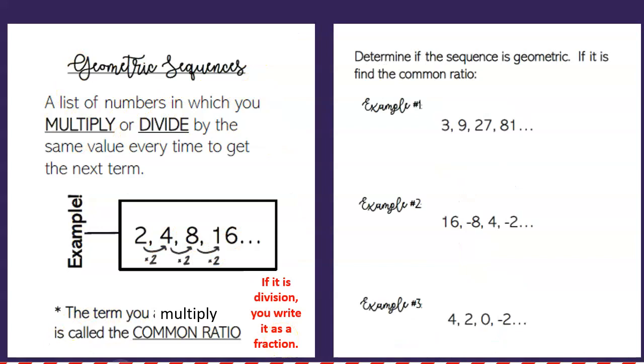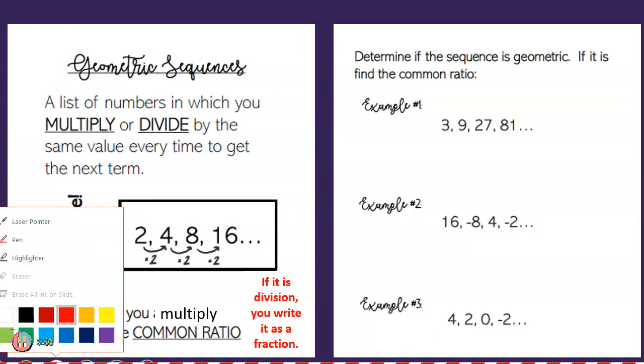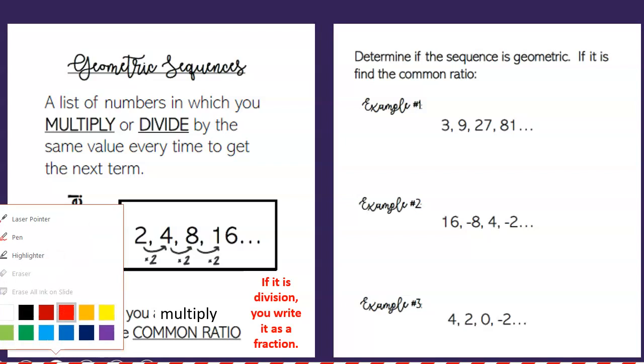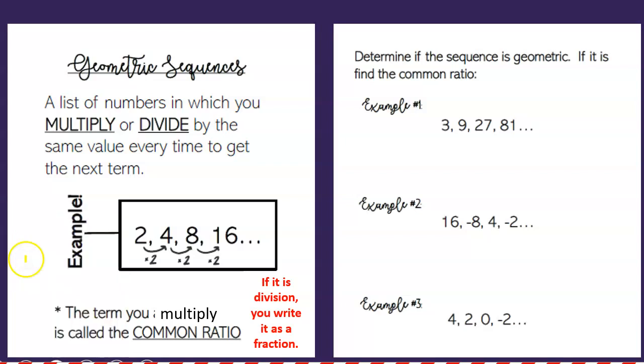All right, the second portion of your notes is geometric sequences. So go ahead and title this second portion, Geometric Sequences. And then again, I would put a bullet point and copy this down. A list of numbers in which you multiply or divide by the same value every time to get the next term. For your example, you're going to copy down this sequence, 2, 4, 8, 16.